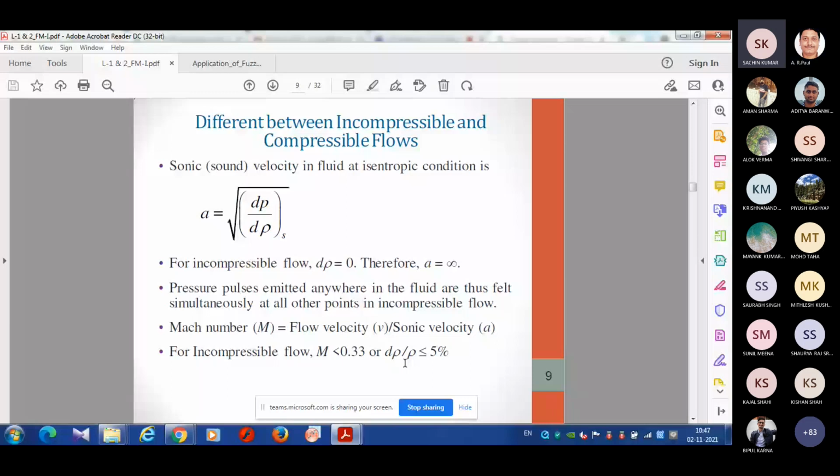Sir, this isentropic is similar to the adiabatic condition? No, adiabatic is different. In case of adiabatic, some other notation should be used. So in case of thermal problems, we use the adiabatic condition. Here we use the isentropic condition because this is related with energy.